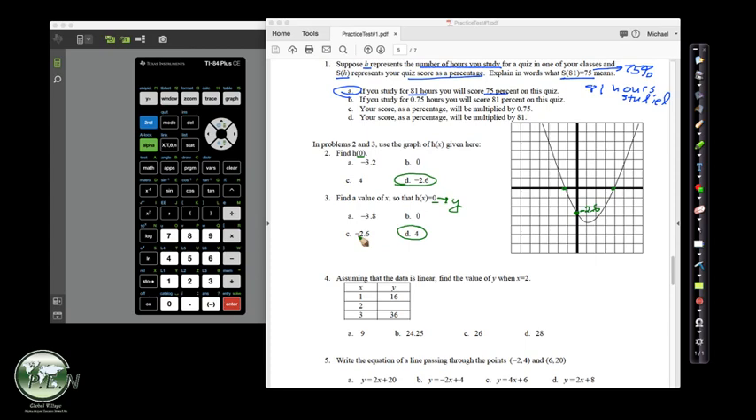Know the difference between input, which is an x value, and output. So if we're given the input, we're looking for output. We're looking for a y value. If we're given output, which is the y value, then we are looking for an x value.